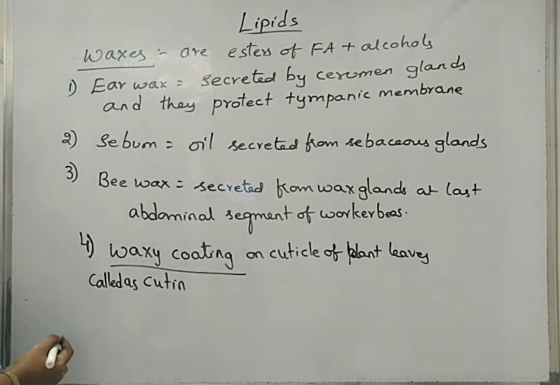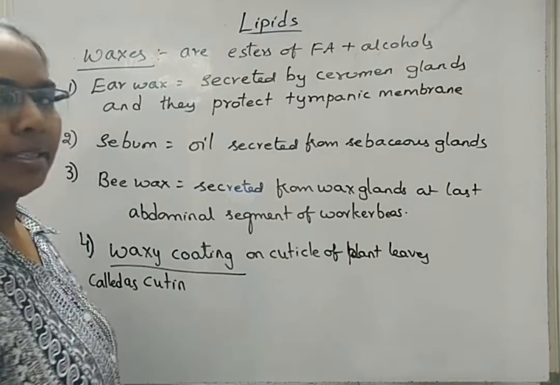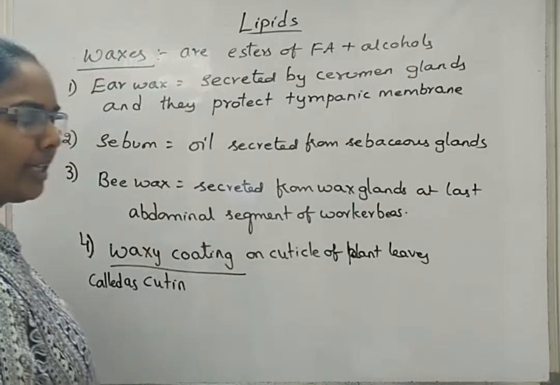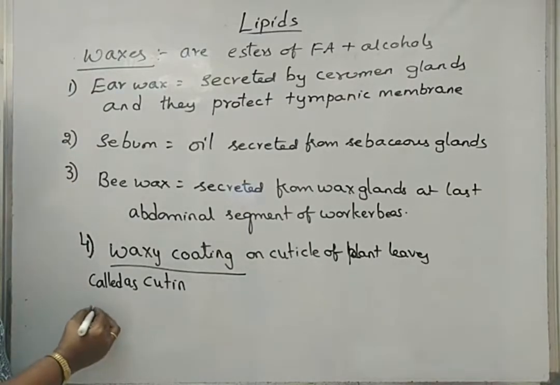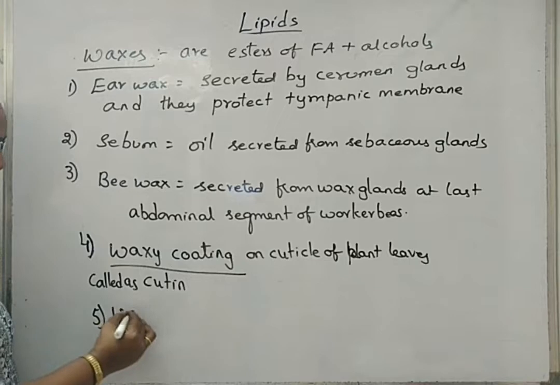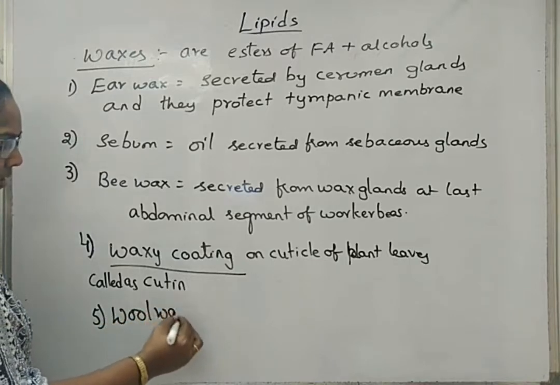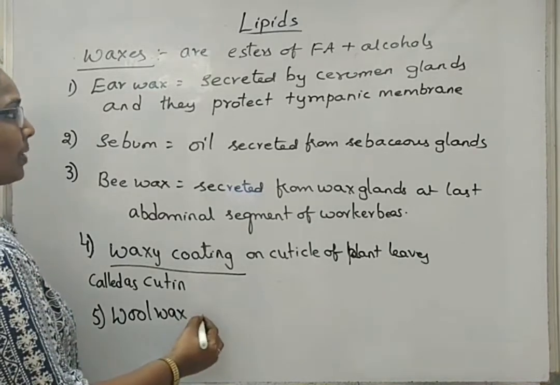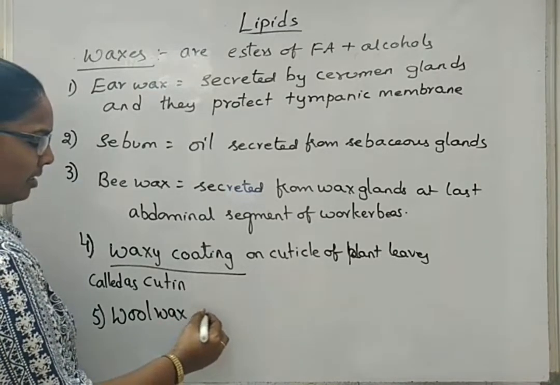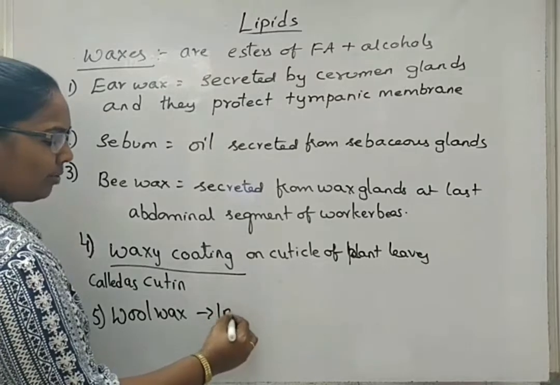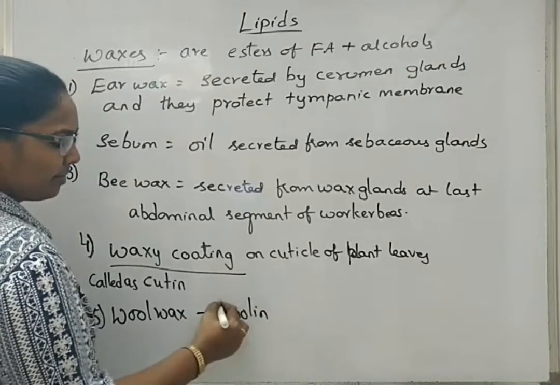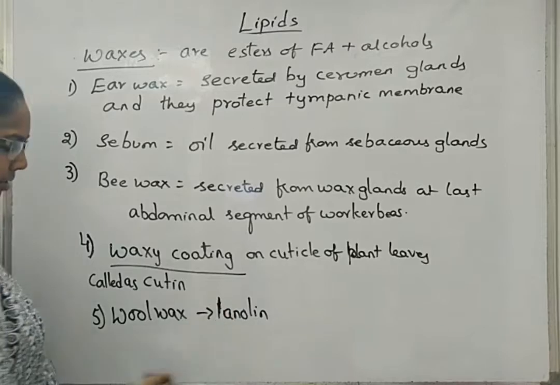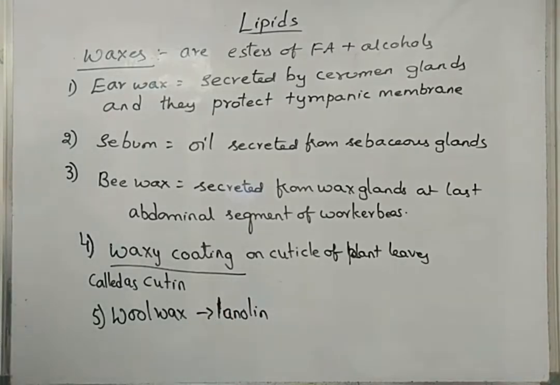Next, in polar regions there are some animals from which we get wool wax. Fifth one, wool wax. Why does natural wool have such a nature? Because of the presence of a type of wax called lanolin, which is also called wool wax. So these are a few examples in the topic of waxes.